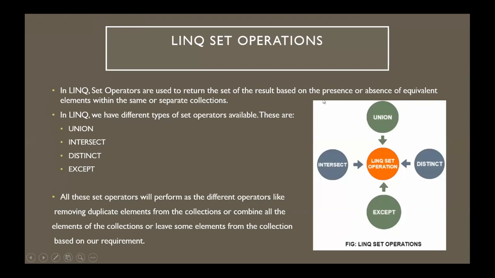So in LINQ, we have the union operator, the intersect operator, the distinct operator, and the except operator. All these set operators perform different operations, like removing duplicate elements from the collection, combining all the elements of the collection, or leaving out some elements from the collection. That is what they will do.